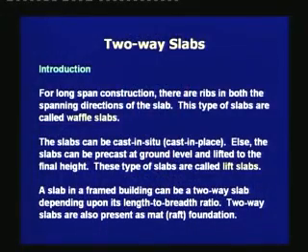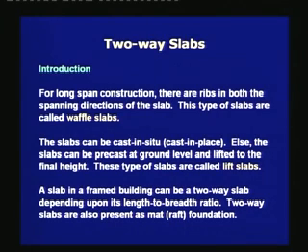The slabs can be cast in situ, which is also called cast in place, else the slabs can be precast at ground level and lifted to the final height. These type of slabs are called lift slabs. This is a modern construction method where, to reduce the amount of the formwork, the slabs are cast at the ground level and then they are jacked up to their final height, and this type of slabs are called lift slabs.